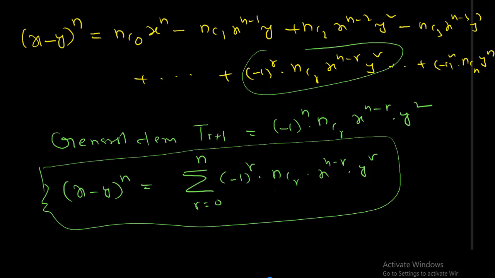Okay students, so I want to complete one more example problem. I want to find the sixth term of this expansion. The minus is there, and we should take care of that. Now I want T r plus 1 directly, right? T r plus 1 equals minus 1 power r into nCr into x power n minus r into y power r. You use this formula, this notation.